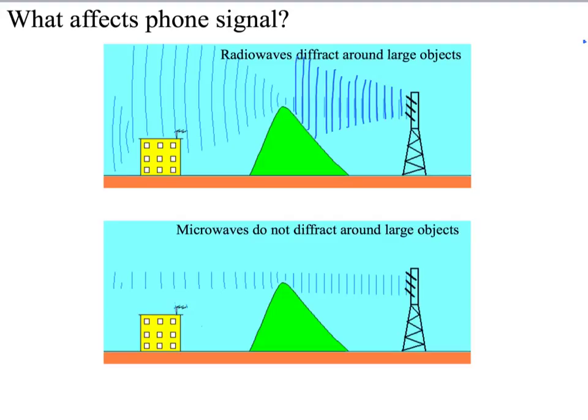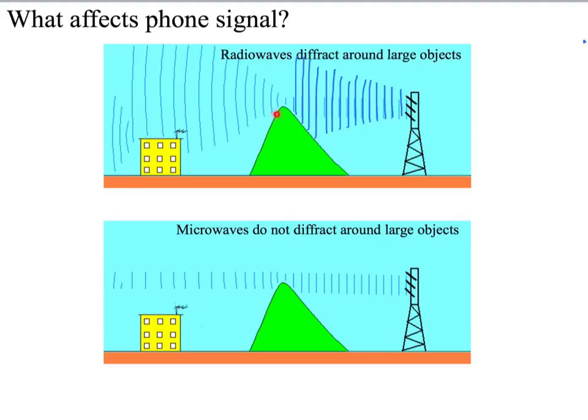Now, as the waves reach a hill, the hill blocks some of those waves, so not all of them can be transmitted to the other side. But what happens is, once around the hill, the radio waves again start diffracting and spreading out.